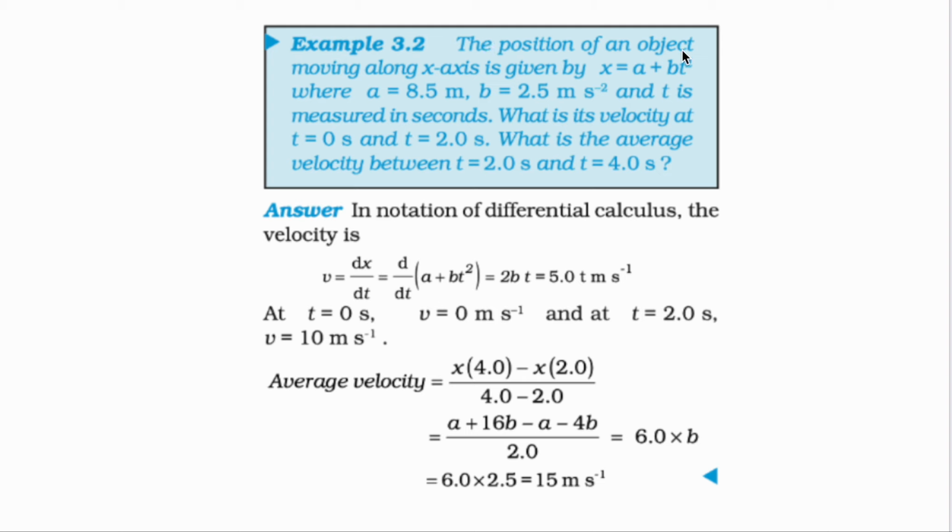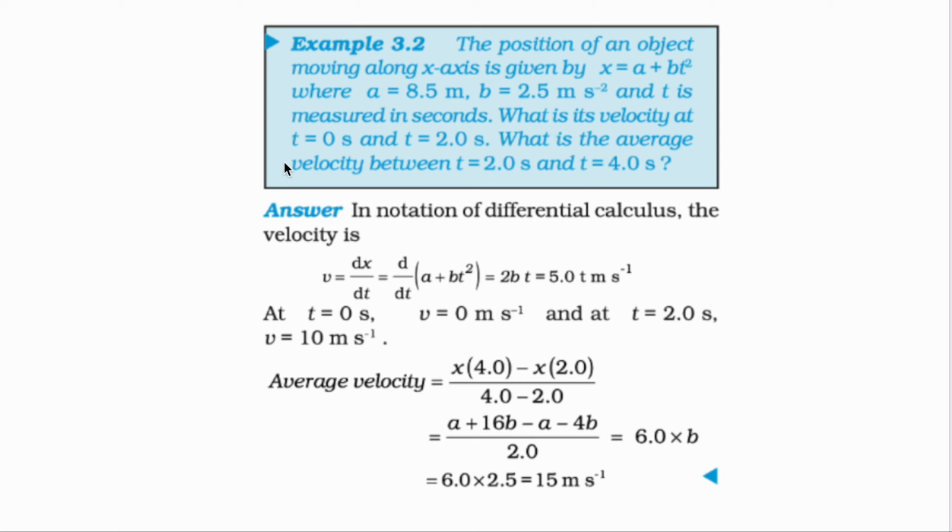The position of an object moving along the x-axis is given by x is equal to a plus bt square, where a is 8.5 meter, b is 2.5 meter per second square. Okay, this is about acceleration. Whenever you get meter per second square as SI unit, that is known as acceleration. That might be normal acceleration or else acceleration due to gravity g or a. And time is measured in seconds. Of course, obviously time will be measured in seconds, not in minutes, very rare case.